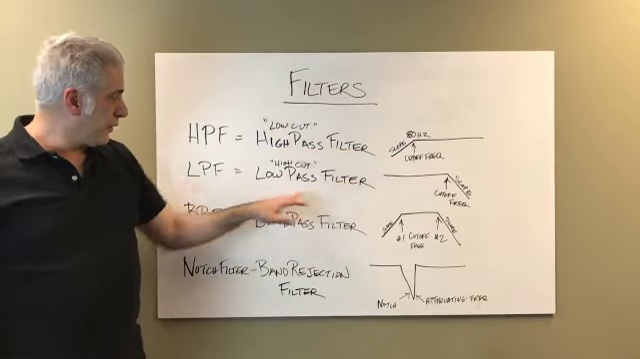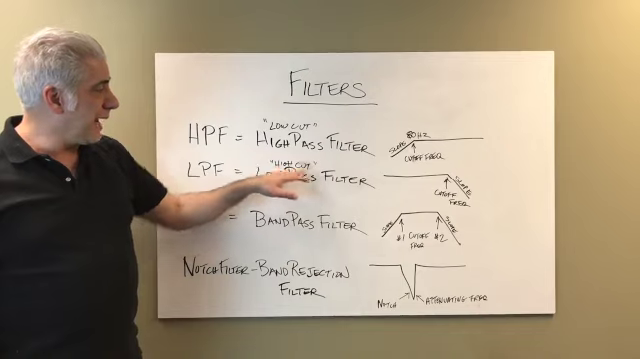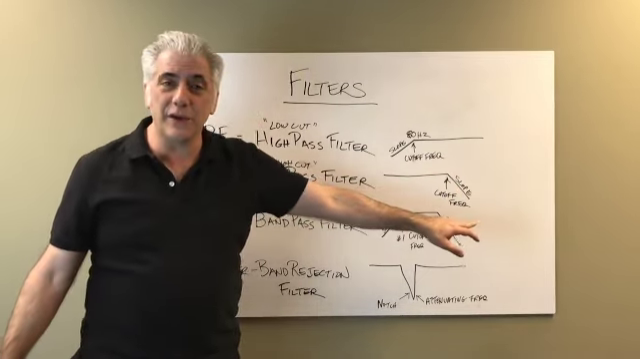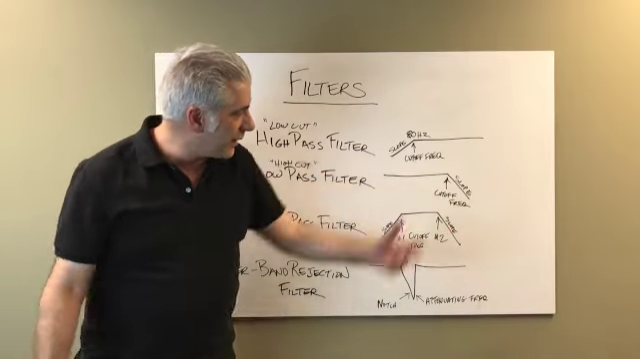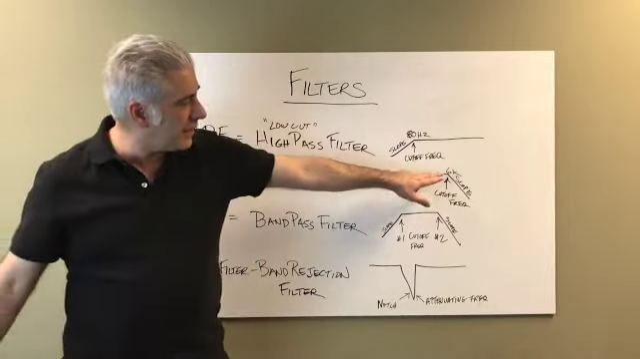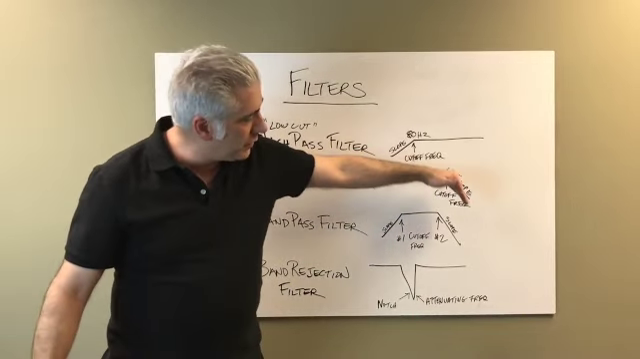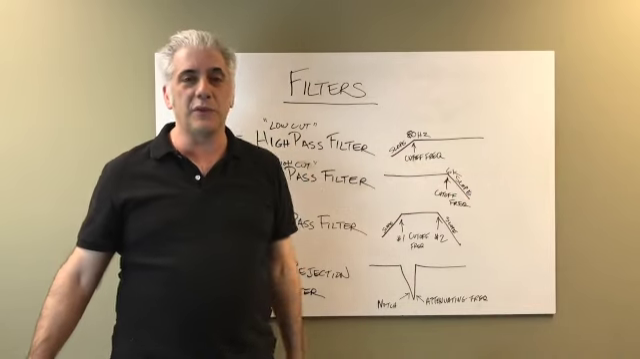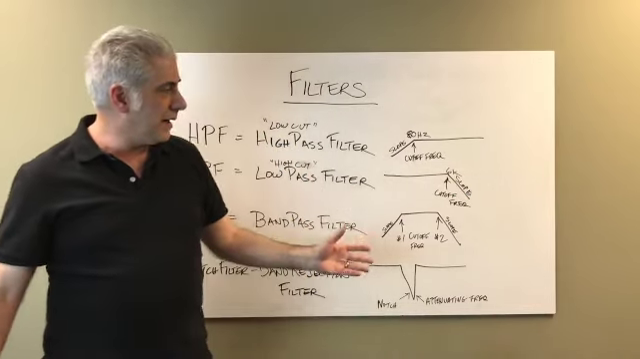The low pass filter, LPF, is really a high cut, and it looks like this. That's why the slope goes down. It's cutting off high frequencies. Let's say the cutoff frequency here is 6K. That means anything above 6K will go down, either if it's set at minus 12 dB slope or minus 24 dB slope.